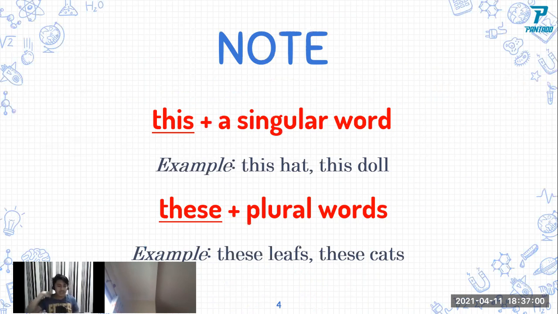Okay, we're going to have a topic using the word this, these. You don't say this leaves, okay? It should be these leaves. This hat, this doll, these cats, okay? Can you tell me what's on your table, Dwi? Notebooks. Okay, can you show me? I have these notebooks. Okay, very good.